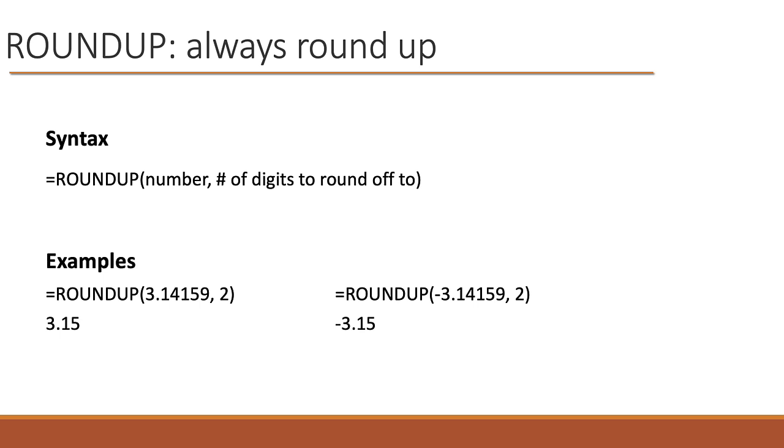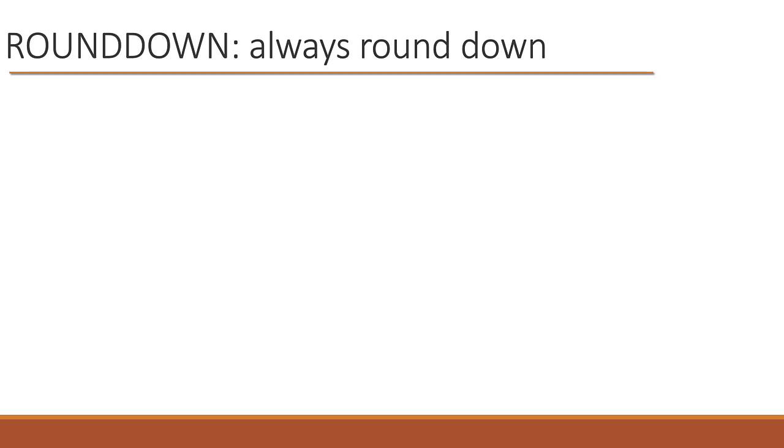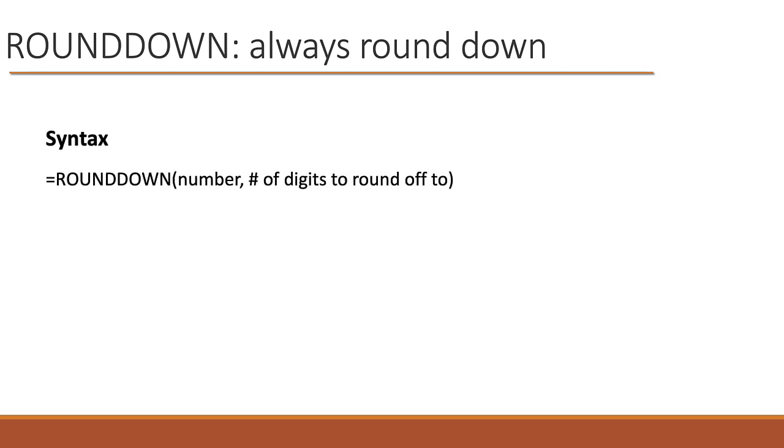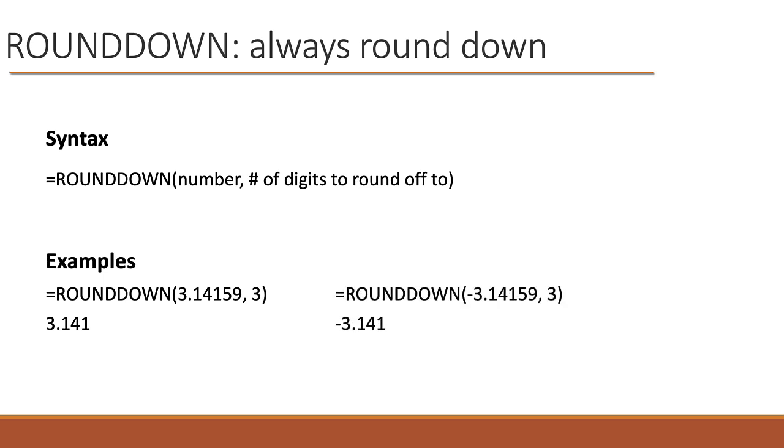Now the opposite side of that coin is the round down function that forces all numbers to round downward. Syntax is the same thing, just equals round down, feed it a number, and tell it how many digits to round off to. So a couple of other examples. Same thing if we feed it some pi and we say, round down to 3 decimal places, that's going to take what would normally be 3.142, but it rounds it down to 3.141. If we round the negative pi off to 3 decimals, that gives us negative 3.141.